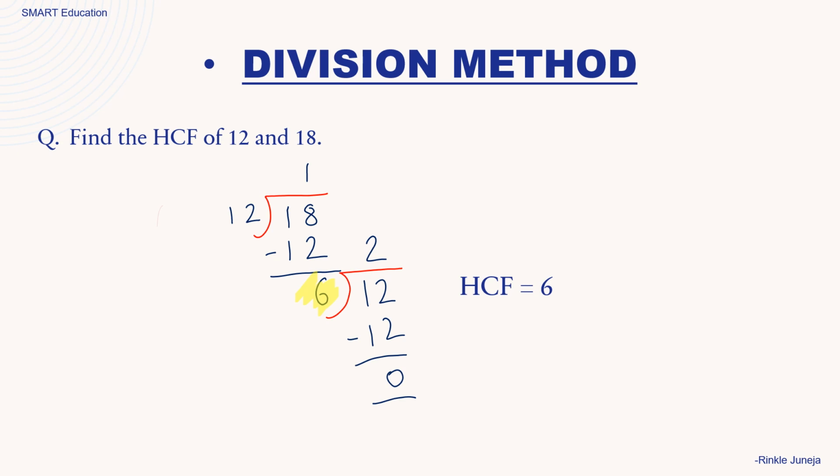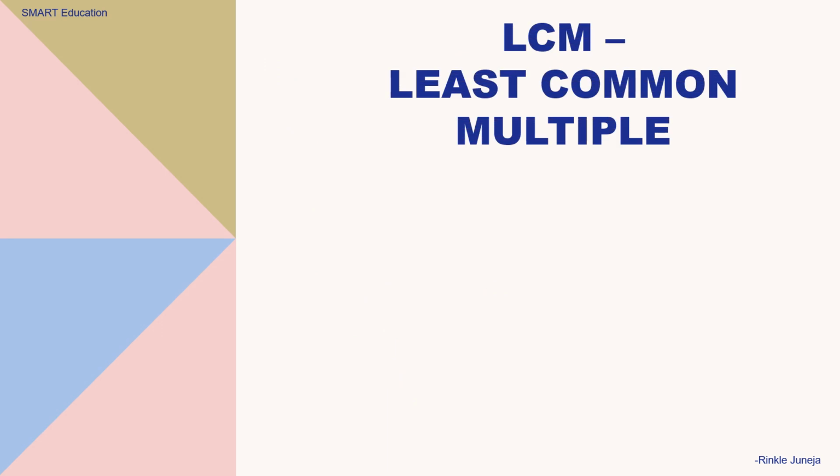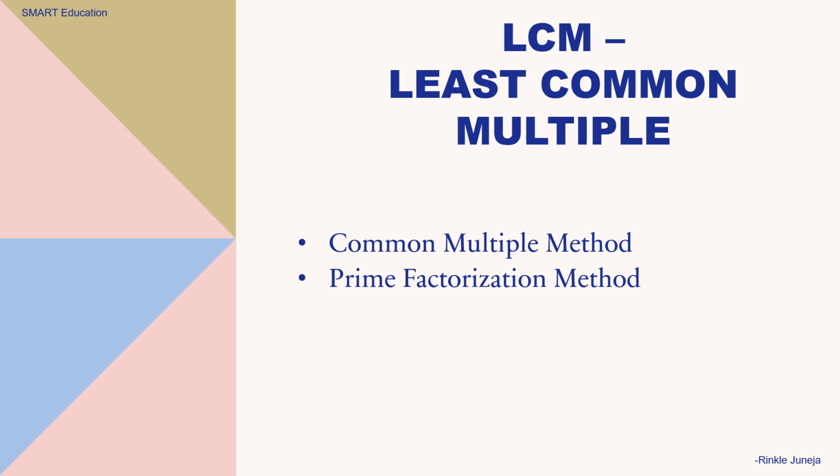I hope these methods are clear. So let's move forward. Next we have LCM. LCM stands for least common multiple. Again, there are three methods to find the LCM of two numbers: common multiple method, prime factorization method, and division method. We'll do these three again.